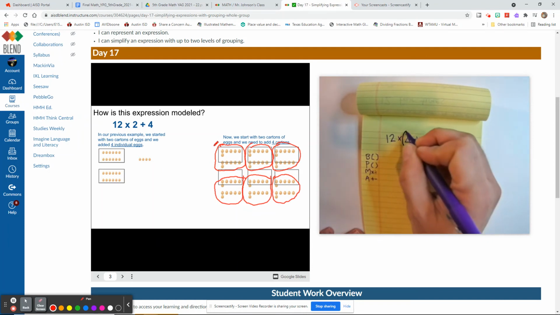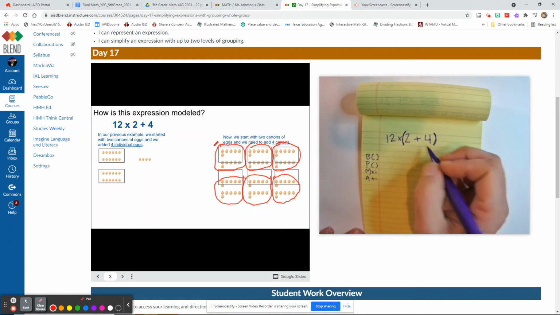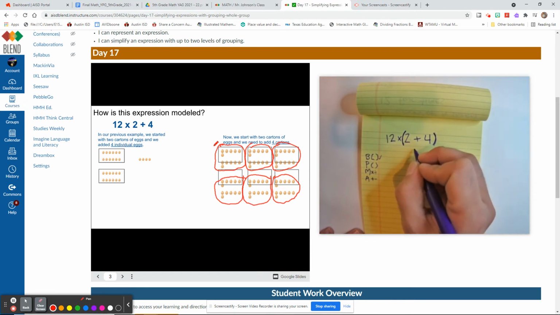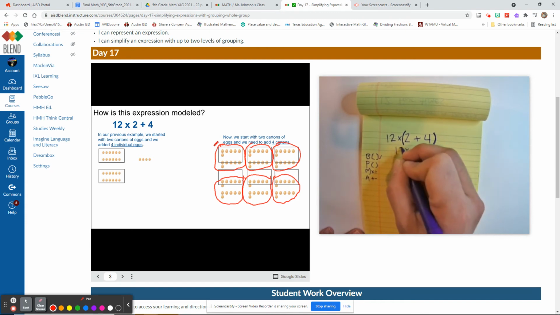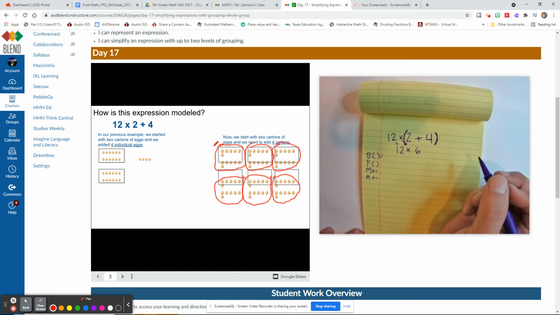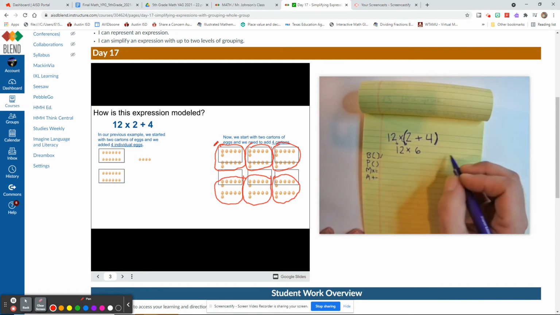Now, since there's parentheses around 2 plus 4, that's my first step. So brackets, no. Parentheses, yes. What's inside parentheses? 2 plus 4. So I add together 2 plus 4, which equals 6. Now that 2 plus 4 has been done, the parentheses can come off, and I just copy down what I haven't used yet. I did not use the 12, and I did not use the multiplication sign. So now I'm looking at 12 times 6.